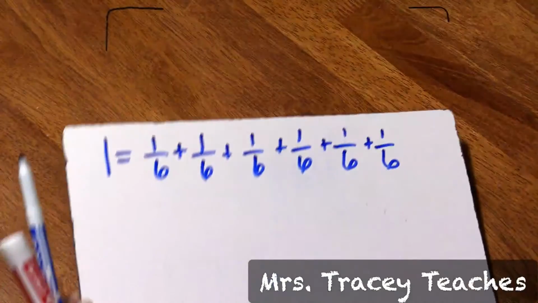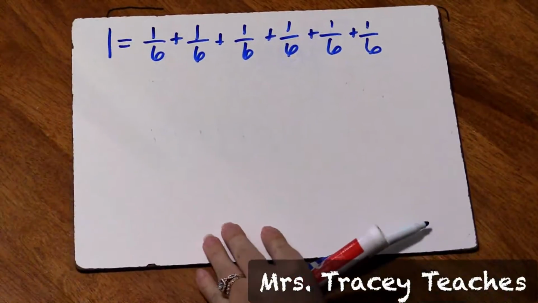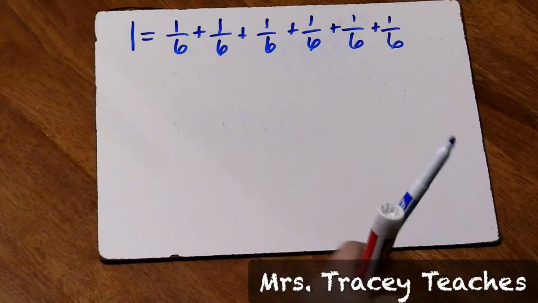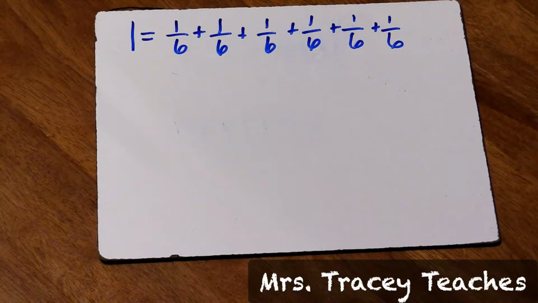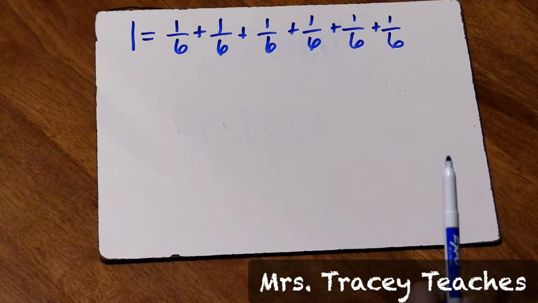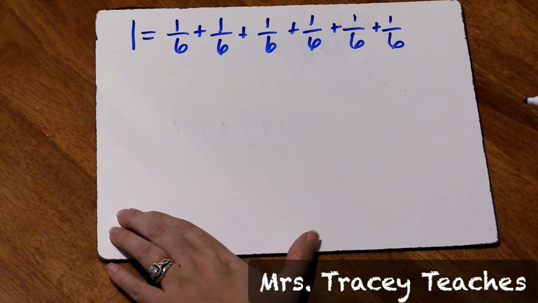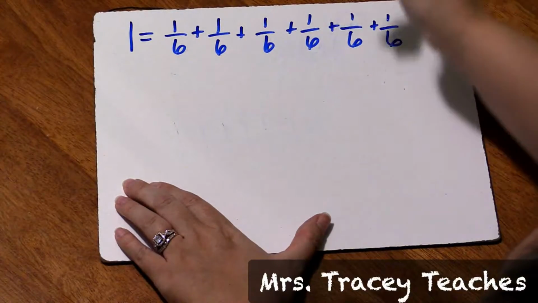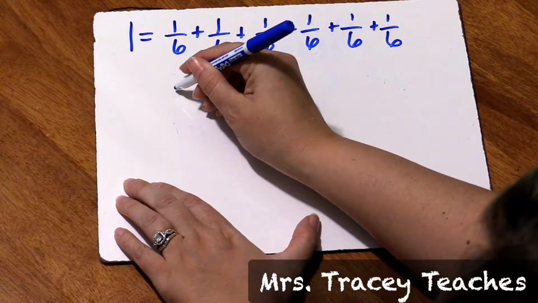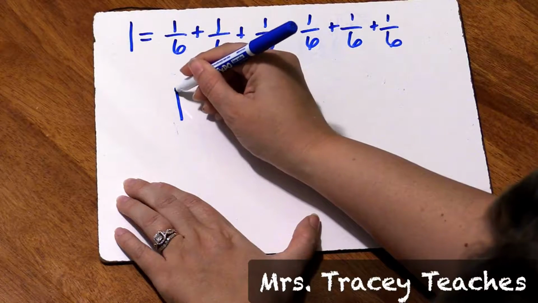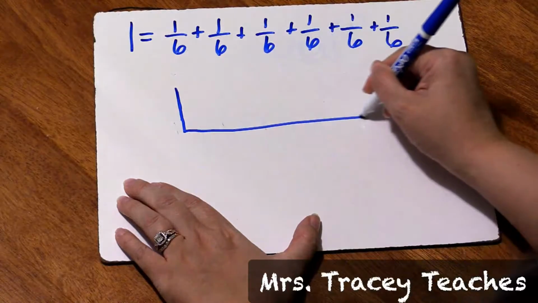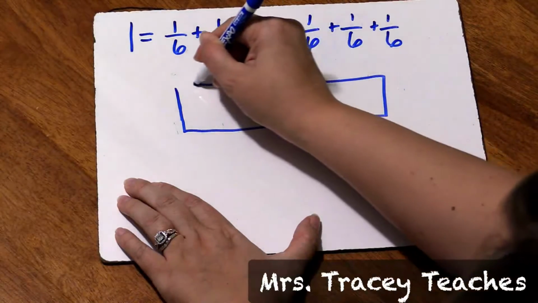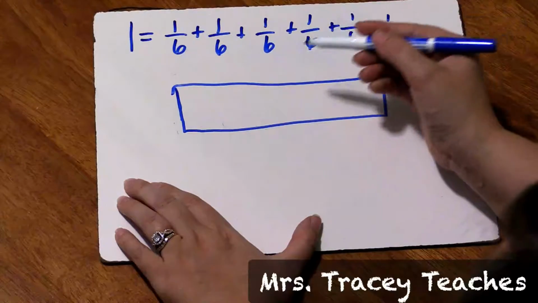So our first example, we have 1 equals 1/6 plus 1/6 plus 1/6 plus 1/6 plus 1/6 plus 1/6. All that equals 1. So if you have a ruler or a straight edge, this would definitely help you. If you do not have any of those, you can just draw your tape diagram that looks like a rectangle. So I'm going to carefully draw my tape diagram. It's not going to be perfect, but that's okay.